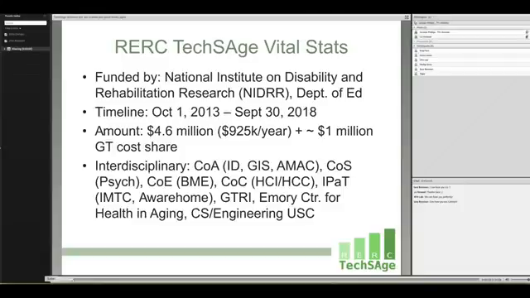The timeline for this grant, it's October 1st, 2013, so we're well into it at this point, through September 30th, 2018. So that's a 5-year grant, and we've got a lot that we're going to accomplish in that time period. The amount for this grant, it's $4.6 million, and the way that works out is $925,000 a year. So just a little less than $1 million with the Georgia cost share. So that's very good.